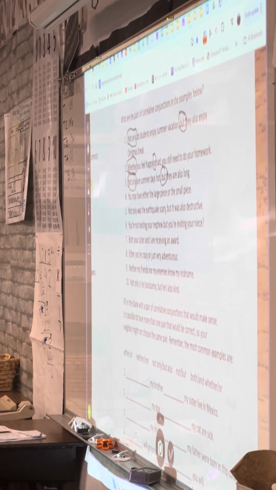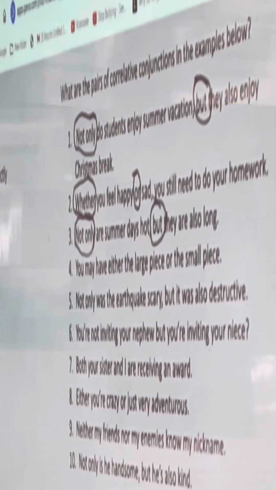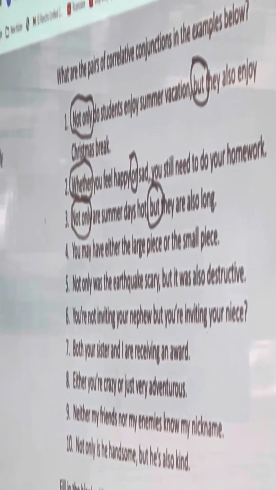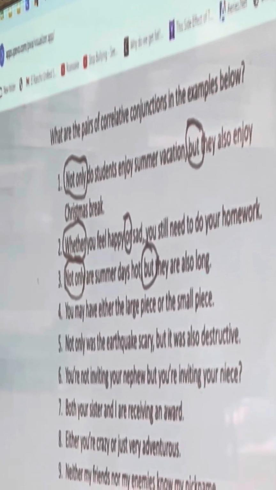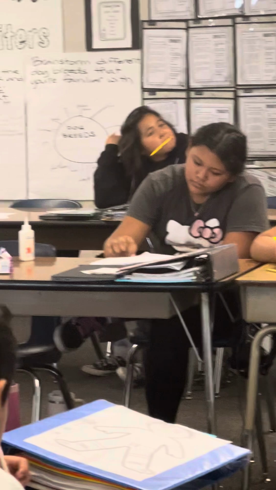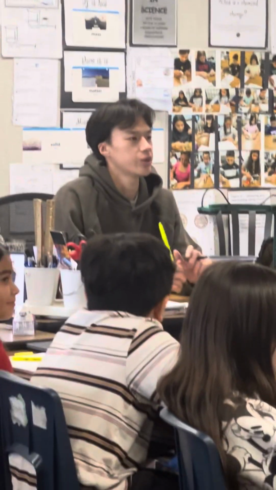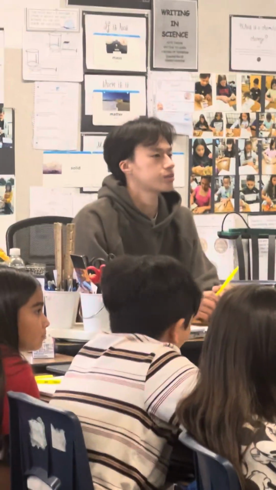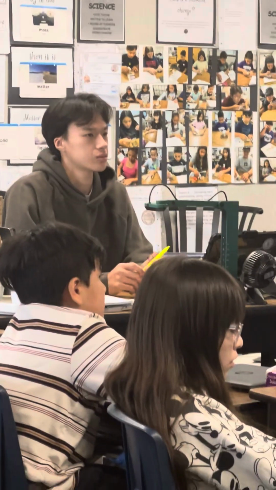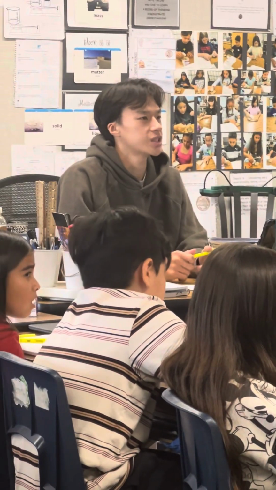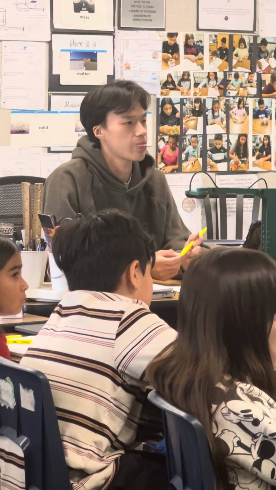You may have either the large piece or the small piece. So where's the correlative conjunction in that sentence? Either or. And who would like to read the next one? Not only was the earthquake scary, but it was also destructive. So where's the correlative conjunction for that one? Not only but.